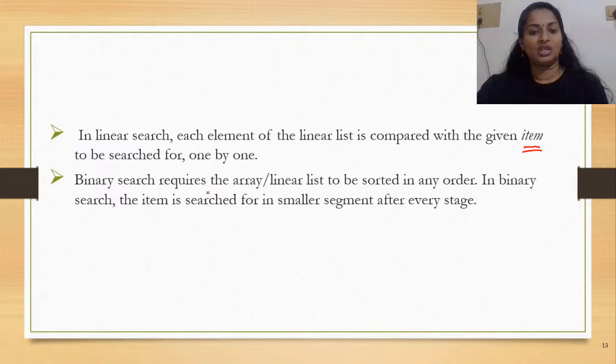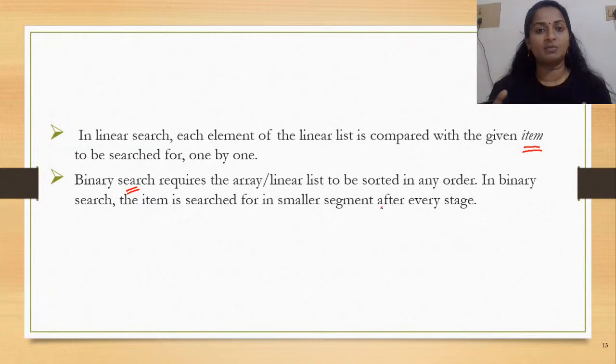The binary search requires the array or the linear list to be sorted in any order. So this is a mandatory condition for performing the binary search. The list or the array has to be in a sorted order, either ascending or descending. So the binary search can only be performed on a sorted array, but that is not mandatory in the case of linear search. Okay. So in binary search, the item is searched for in a smaller segment after every stage.